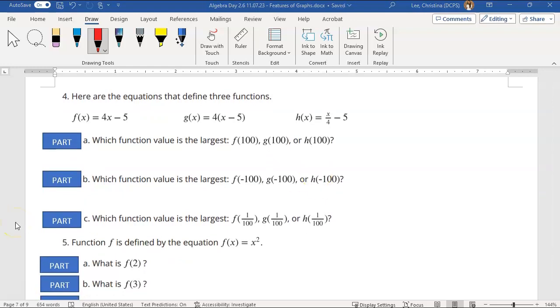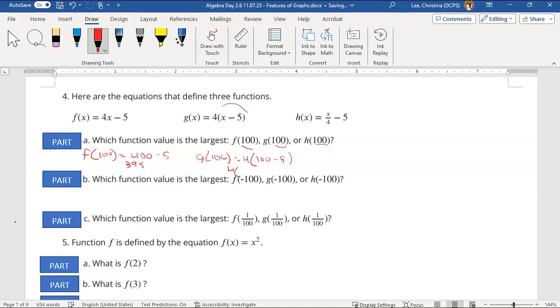All right, so for this one, you have 3 different functions, and you have to input 100 in each of them and see which one is the largest. So we're going to substitute f of 100 equals 4 times 100, which is 400 minus 5. That gives us 395.